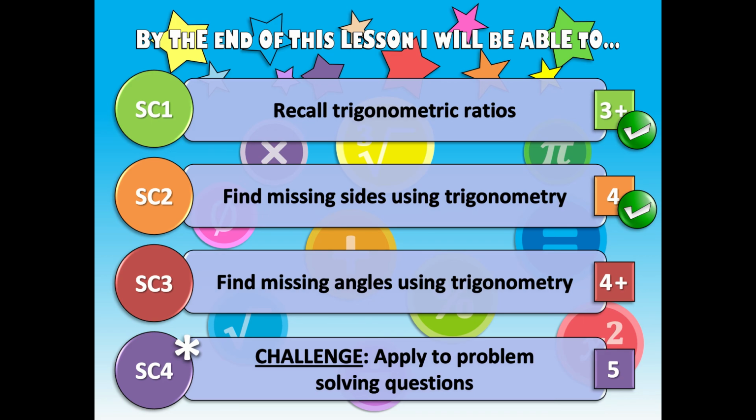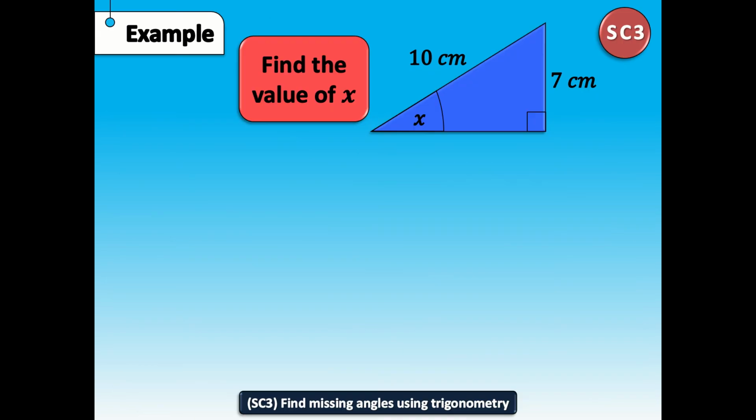So now we've completed success criteria 2, we're going to move on to number 3, and this is to find missing angles using trigonometry. So this time we need to find the angle inside the triangle when we're given 2 of the sides. So we do exactly the same thing as before. We label up the triangle.